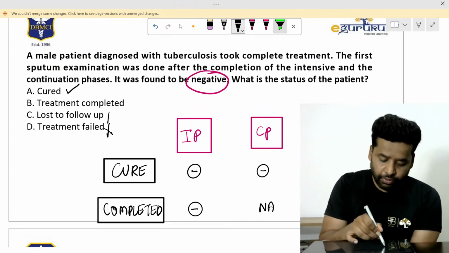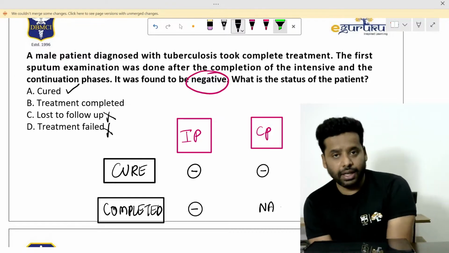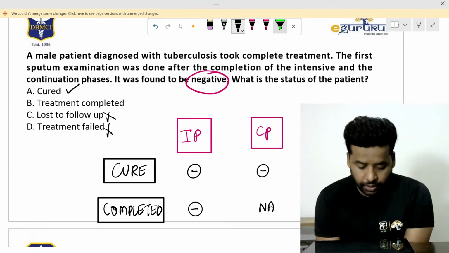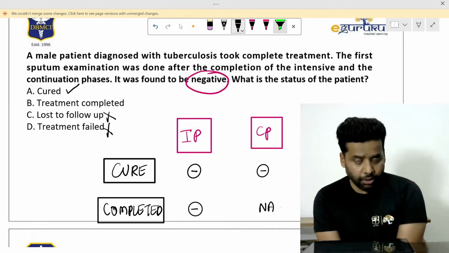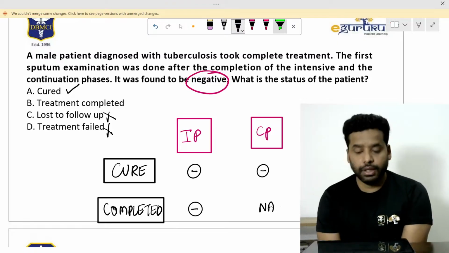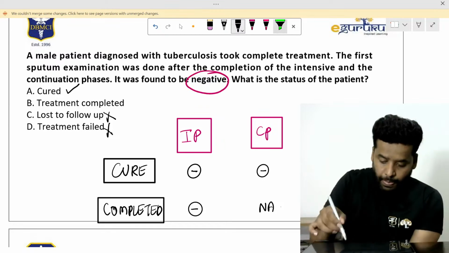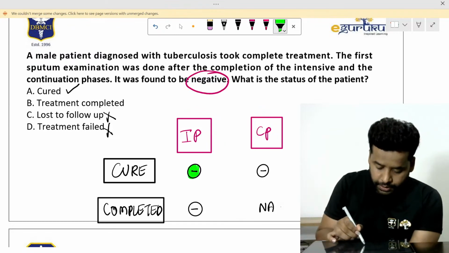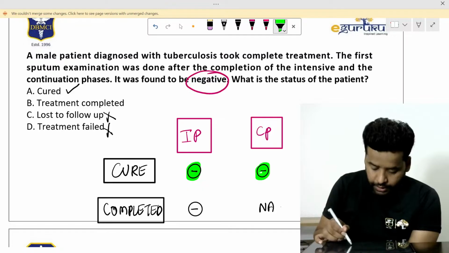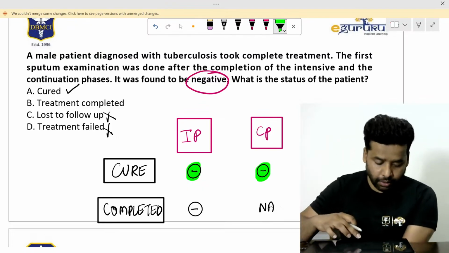So failure, follow up and all are not necessary now. We are not using words like relapse, failure as such. So for drug sensitive tuberculosis, remember two words, cure and completed. Let's keep it simple. So both the samples are negative, then the answer is treatment cure.